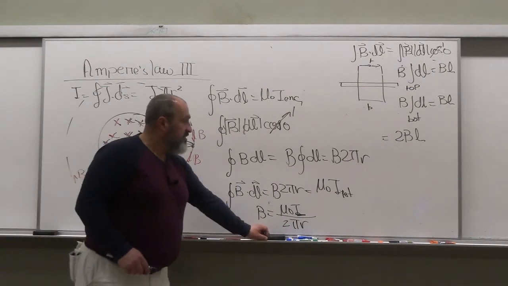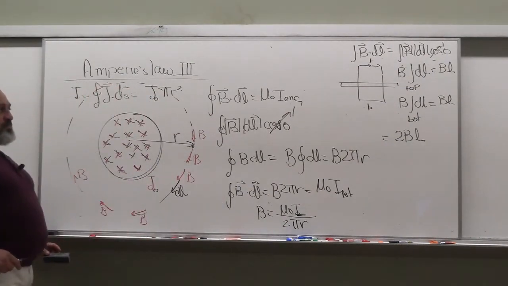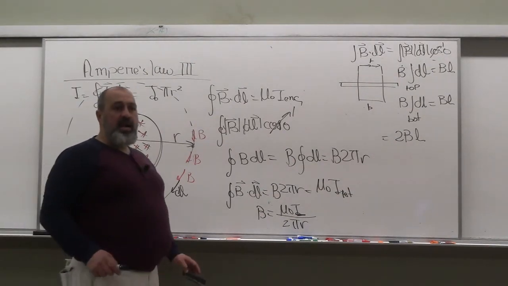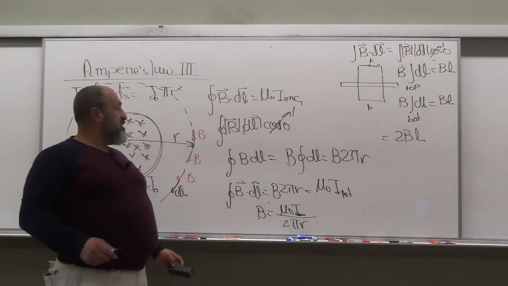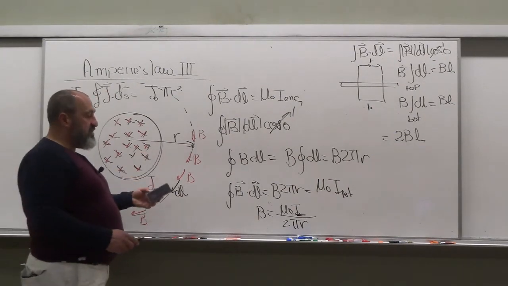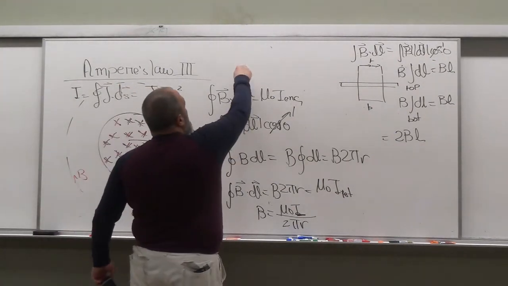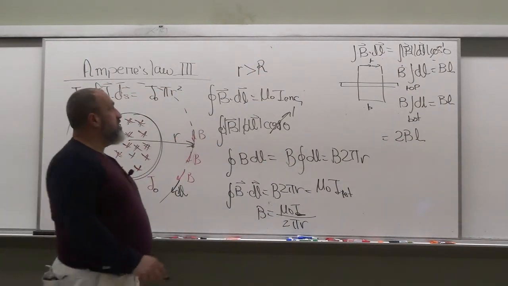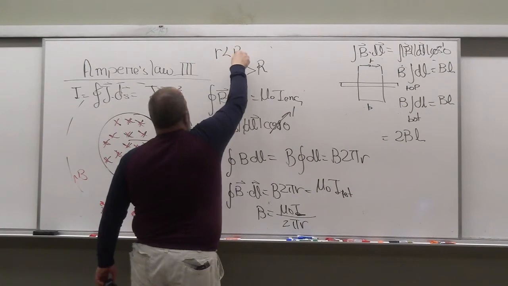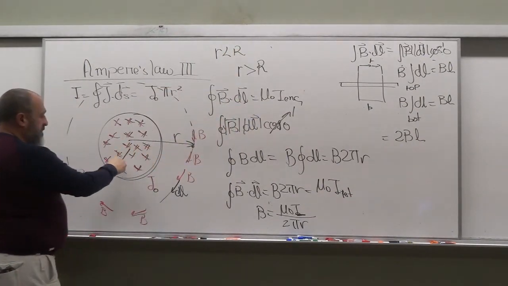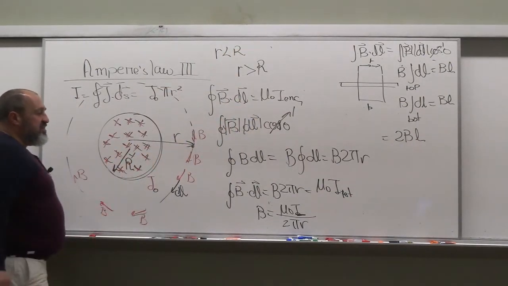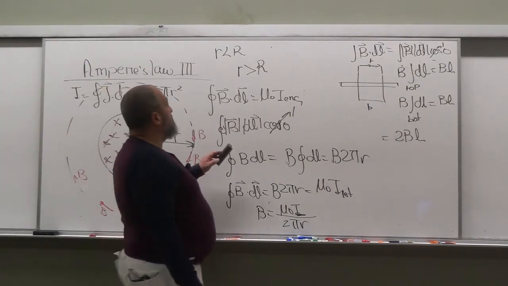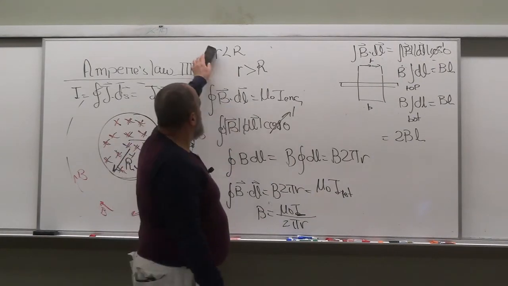Okay? So now pause for a minute, stop this video please, and see if you, on your own, can calculate the field inside. So this is what we call, this is for r greater than R. On your own, try to get r less than R. What is R? Capital R is the radius of this conductor. So please pause and do that.